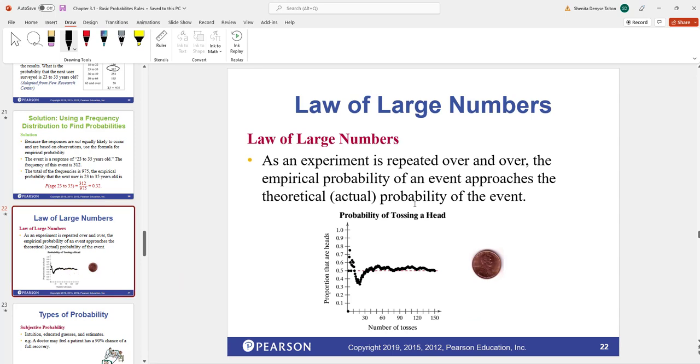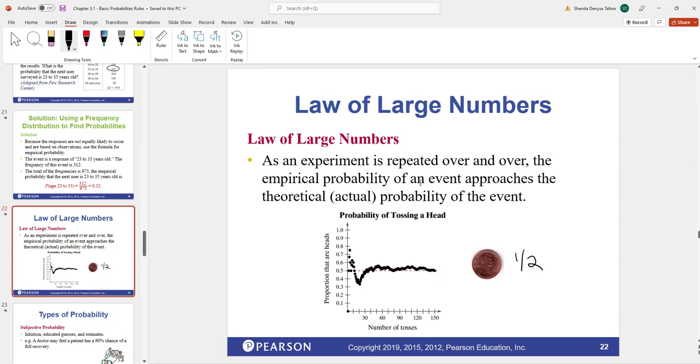One thing that you should understand is the law of large numbers. As an experiment is repeated over and over, the empirical probability of an event approaches the theoretical or the actual probability of an event. So for example, we know that if you toss a coin, you have a 50-50 chance. You can toss a head or a tail. So tossing a head is 1/2.